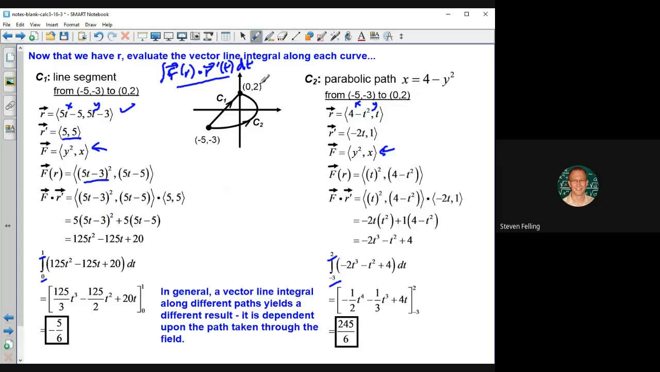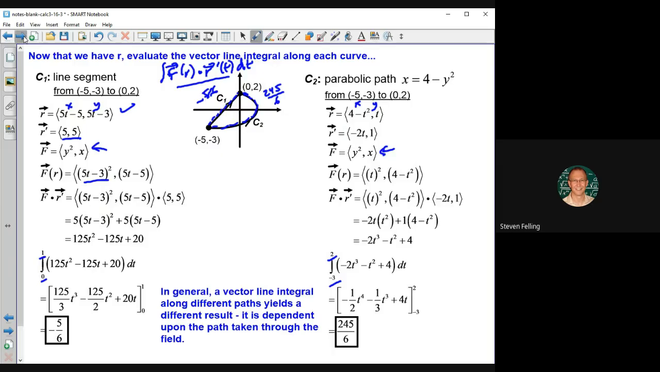So what that means is this field is constructed in a way that if you move along this path, the summation of the field's effects adds up to negative 56. But if you move along this path, the summation of the field's effects adds up to 245 over 6. And that's generally true for fields, that they're not path independent. In other words, it depends which path you take, even if you're going between the same endpoints. Okay, but not all fields are like that.